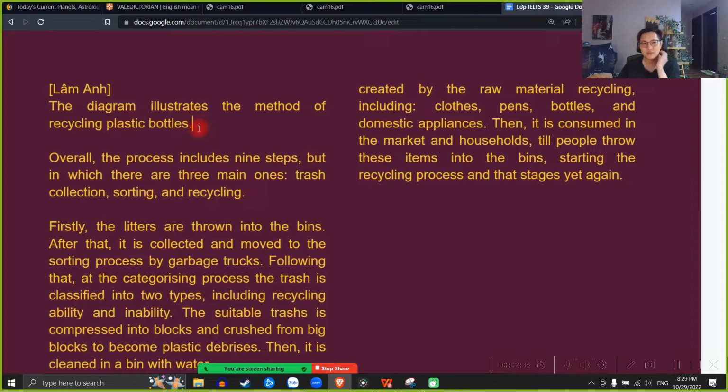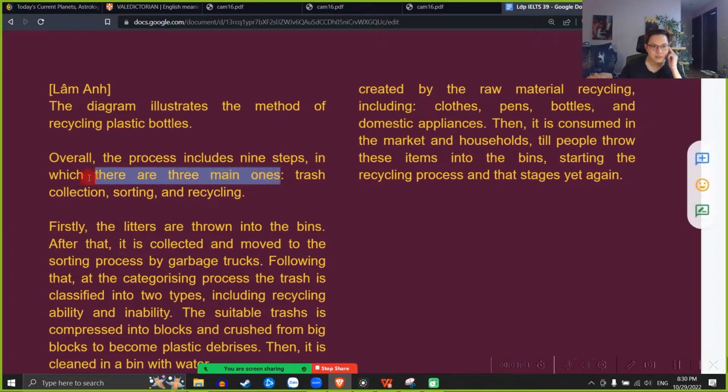The method of recycling plastic bottles. Overall, the process includes 9 steps, but... nhưng mà trong đó hả? Không cần chữ nhưng này đâu. You don't need this but here. Cho cái quá trình này bao gồm 9 steps, trong đó 3 cái là 3 cái chính. Ủa hả? Thật sự 2 cái ý này đâu có trái ngược nhau đâu. These two ideas are not the opposite of each other.